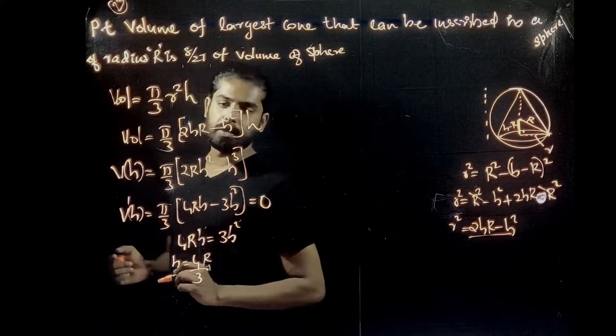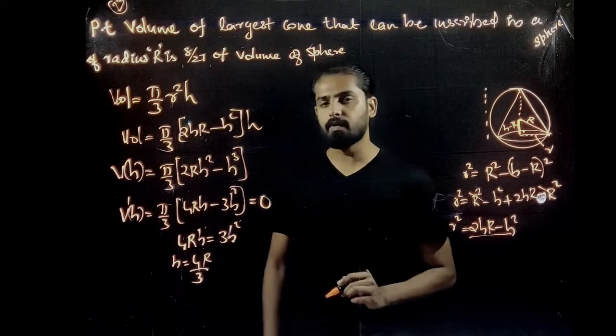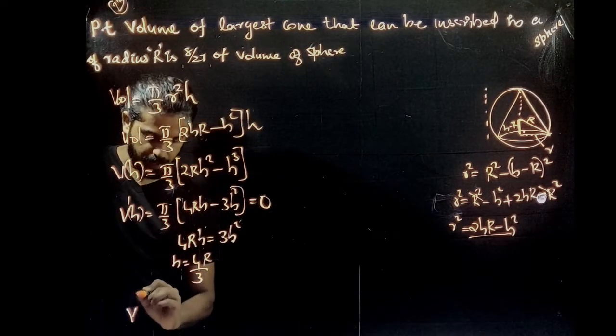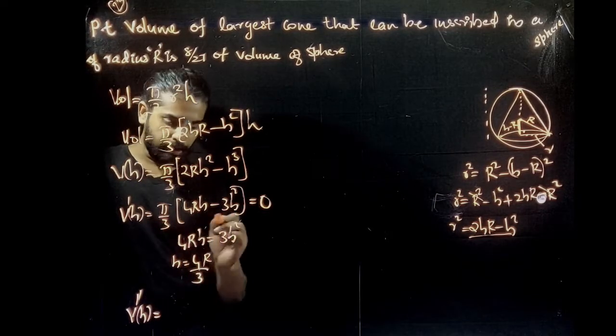H is equal to 4r by 3. Now we need to prove that h is equal to 4r by 3 is the point of local maxima. For that, we'll go for the second derivative, V double dash h. Okay, so the second derivative of this.